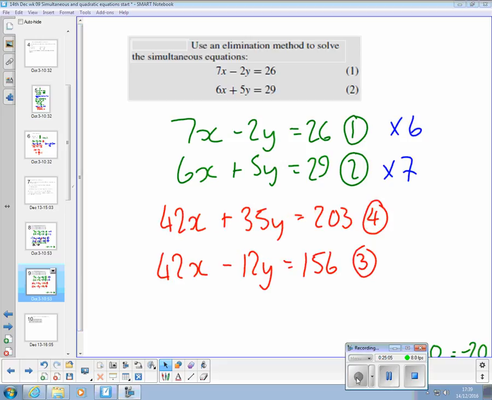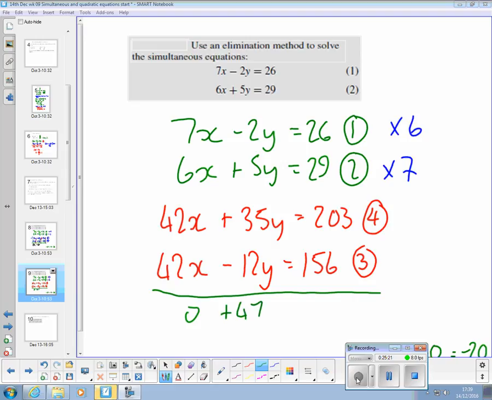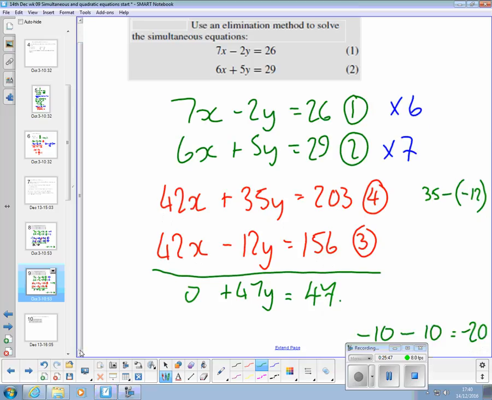3 from 4. So we're going to do that. 42x minus 42x is nothing. 35 minus 12 is plus 47. Why? Because it's 35 minus 12. The two negatives make a positive, remember, yeah? Everybody remember? So 47y, and then 203 take away 156 is 47. And that's quite simple to see there, that y is equal to 1.